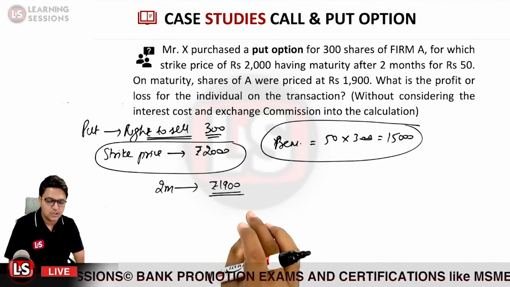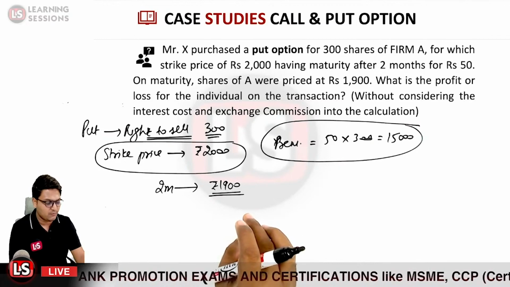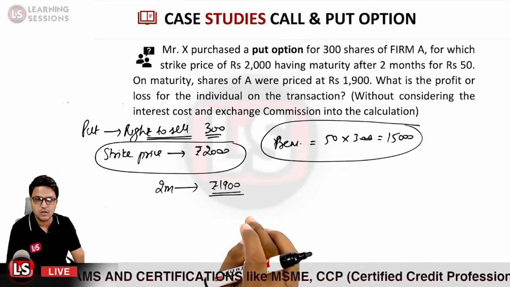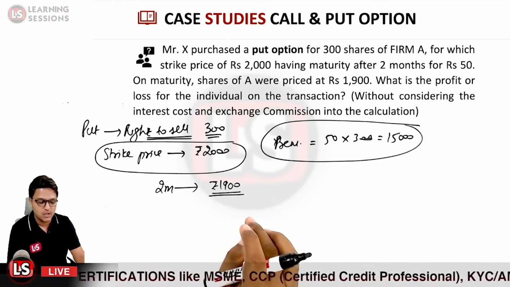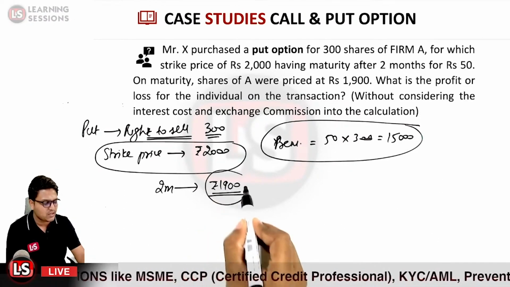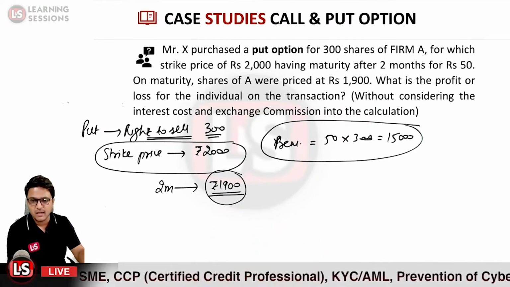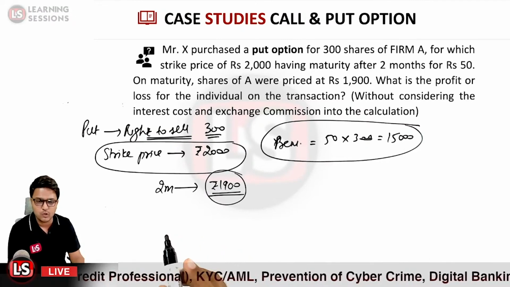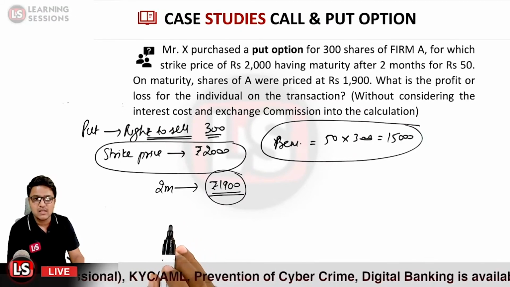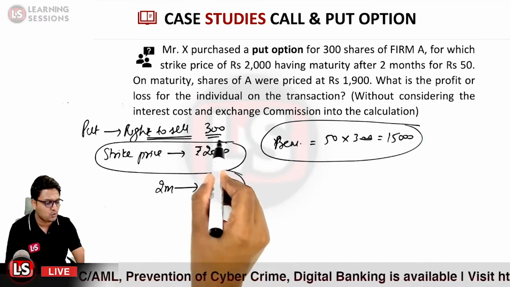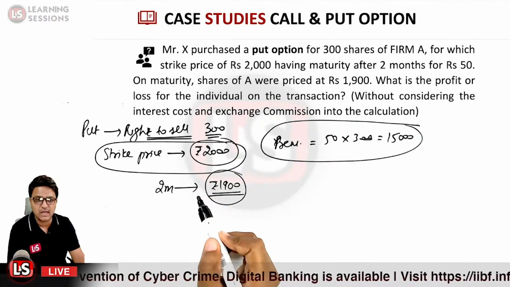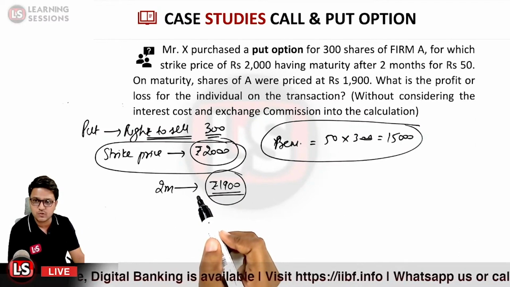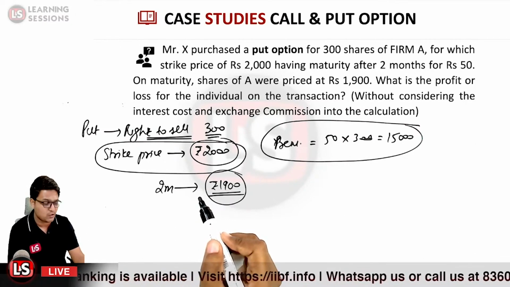Now look at the facts. First of all, we will look at whether the option would be exercised or not. After 2 months, the price of the share is listed at rupees 1900. Whereas in the case of the put option, we have a right to sell the shares at a price of rupees 2000.